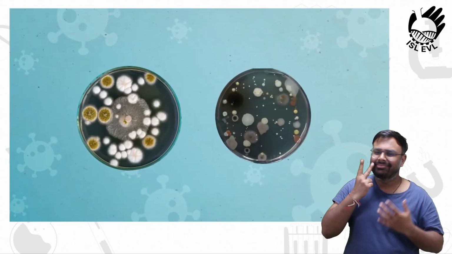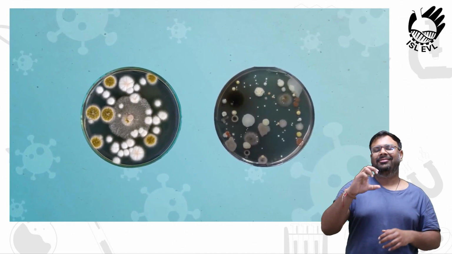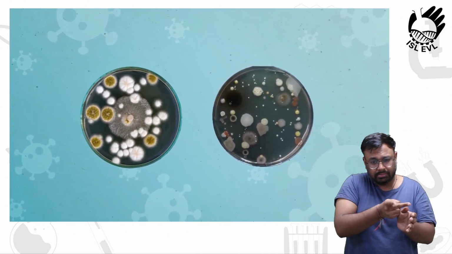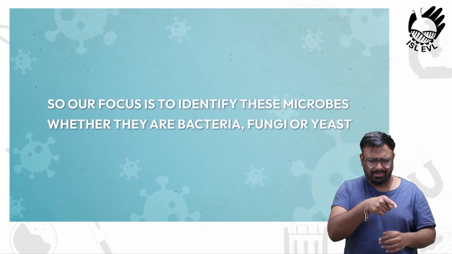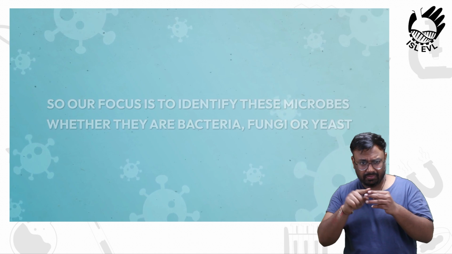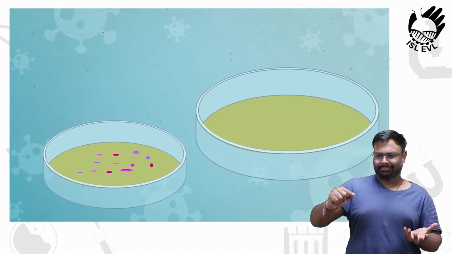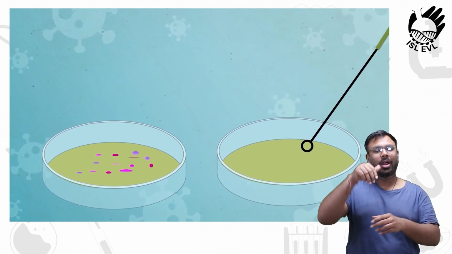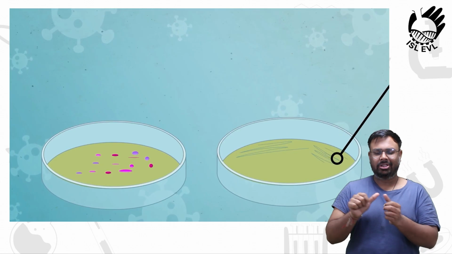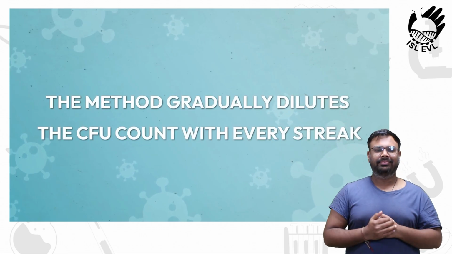Look at these dots. They are so colorful and diverse. These are called colony forming units, CFU. Each CFU contains one type of microbe. So our focus is to identify these microbes, whether they are bacteria, fungi, or yeast. So, in doing that, we are first going to isolate the microbes from that mixed population. For this, we'll take a transfer loop that has been in contact with CFU and then streak it across the surface of agar medium. This is called streak plating method. The method gradually dilutes the CFU count with every streak.